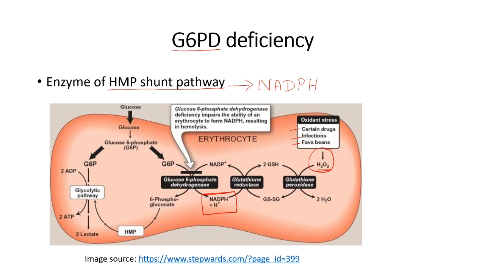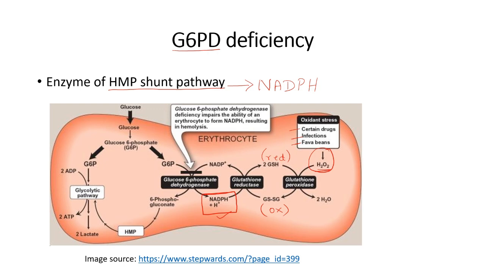For that, we have the enzyme glutathione peroxidase, which is going to detoxify the hydrogen peroxide. During that time, it converts the reduced glutathione to oxidized state. So now we need to regenerate the reduced glutathione back in order to scavenge more free radicals. So we need the enzyme glutathione reductase, and this glutathione reductase requires NADPH.